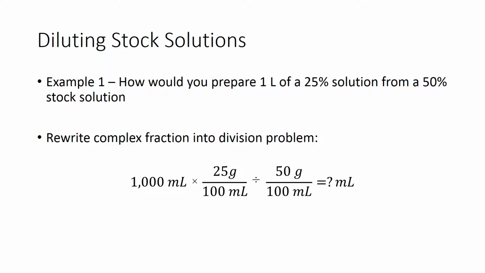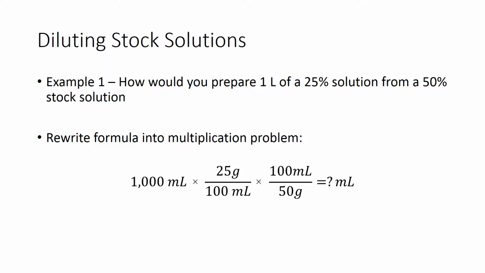But now I really want to try to get rid of that division sign and change it into a multiplication sign. And the way to do that is to take the inverse. So we're going to take the inverse of our stock solution value, and rewrite the equation one more time so it looks like this. We now have 1,000 milliliters times 25 grams per 100 ml times 100 ml divided by 50 grams, and that equals our number of milliliters.